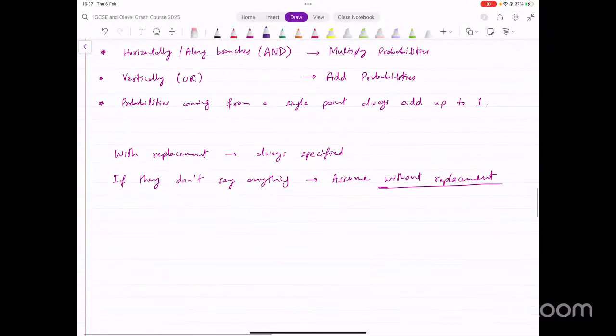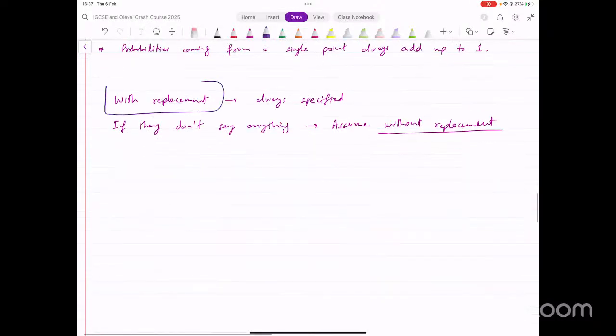And then finally, if it's with replacement that we talked about earlier, they will always tell you in the question that this is with replacement. Without replacement, they will sometimes tell you that it is without replacement. If they don't say anything, if the question is silent about it, you assume that this is without replacement. So unless they specify anything, you assume that it is without replacement.